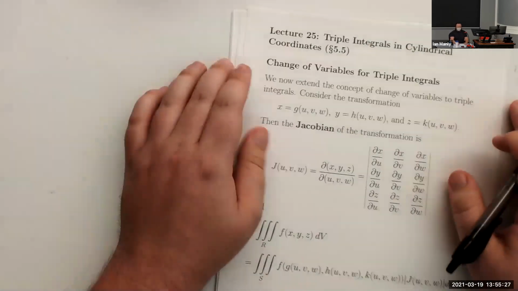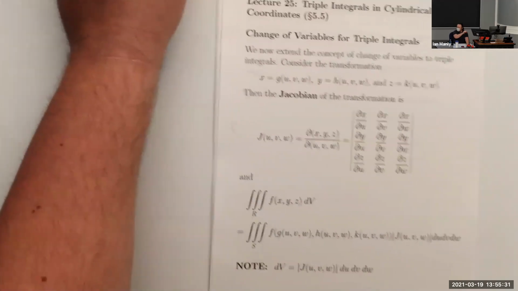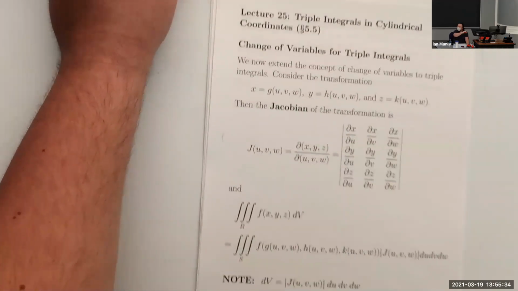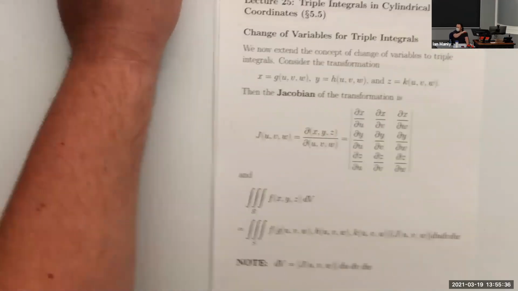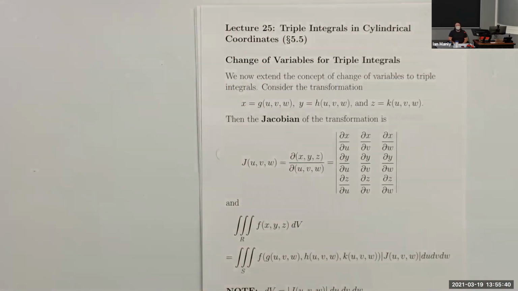So today we're going to continue learning how to do triple integrals. Last time we saw triple integrals in rectangular coordinates, but just like double integrals, we can often transform our coordinate system and make things a lot easier for ourselves, especially when there's circular symmetry or spheres or cylinders or things like that involved.